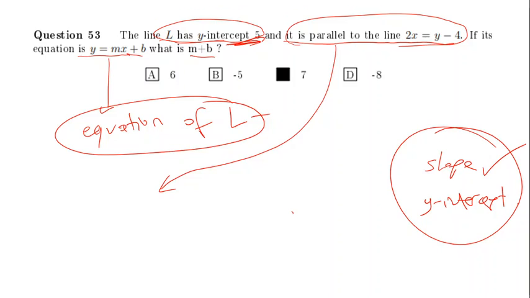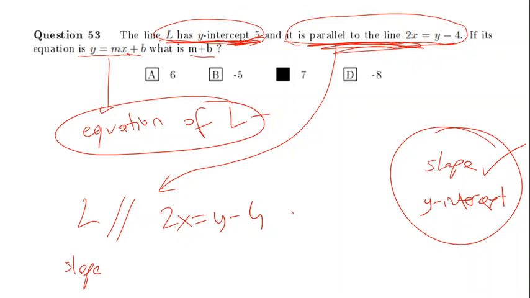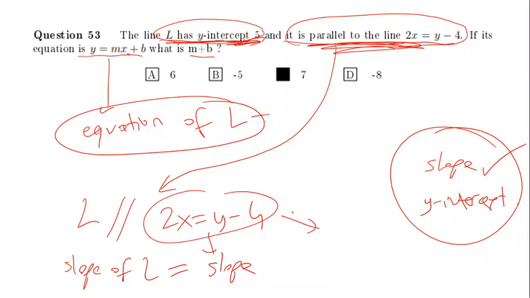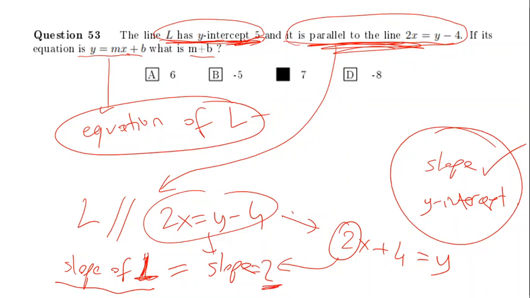The slope is not given for L, but it says L is parallel to the line 2x equal to y minus 4. So then slope of L should be equal to the slope of this line here. So what's the slope of this line? It's easy to see because you can isolate y. You can directly say the slope is 2 here. So what we get here is slope of L is 2. So we are done with the slope.